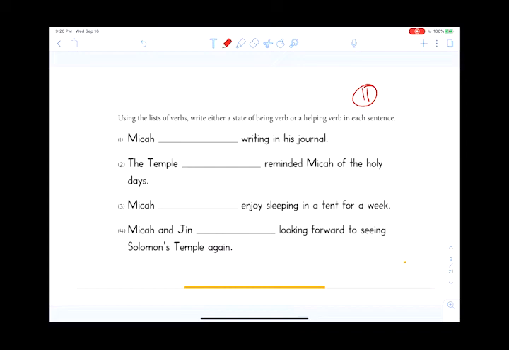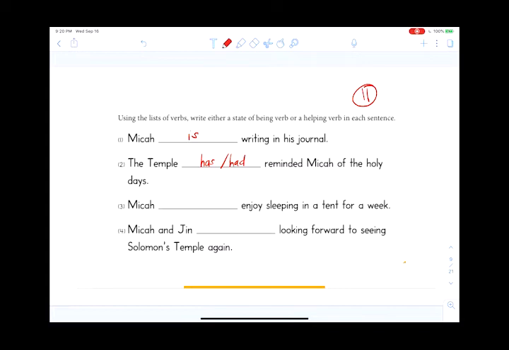All done? Let's go over the answers. Micah is writing in his journal. The temple has or had reminded Micah of the holy days. Micah, there's a lot of options for this one.